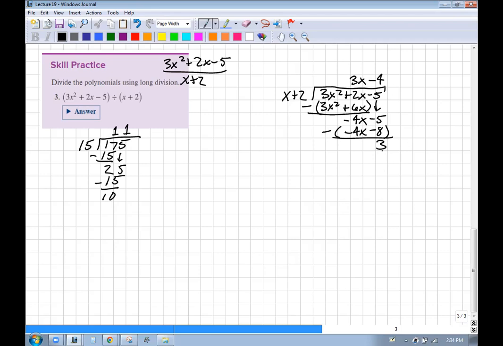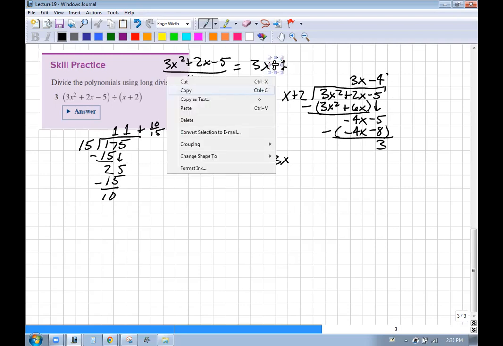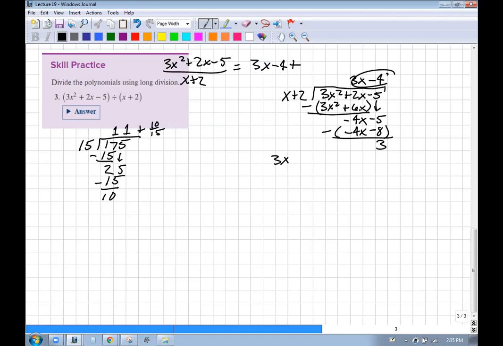And there's nothing I can multiply to give me that 3, right? Just like over here, we have a remainder of 10, right? So 15 goes in the 175 11 times with a remainder of 10. So we would say plus 10/15, all right? Because it doesn't go in a whole number of times. So over here, this is equal to 3x minus 4, plus 3 over x plus 2. Okay?